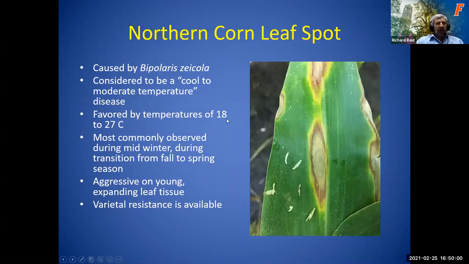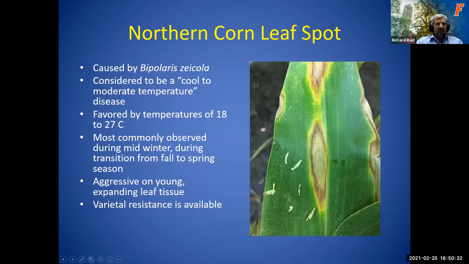Another disease I'll talk about is northern corn leaf spot. And all of these leaf blights are somewhat related. They all belonged to what we used to term the Helminthosporium diseases or fungi. This one is caused by Bipolaris zeicola, also called Helminthosporium carbonum. It's considered to be a cool to moderate temperature disease. The temperatures it's favored by are somewhat right between those of northern corn leaf blight and southern corn leaf blight.